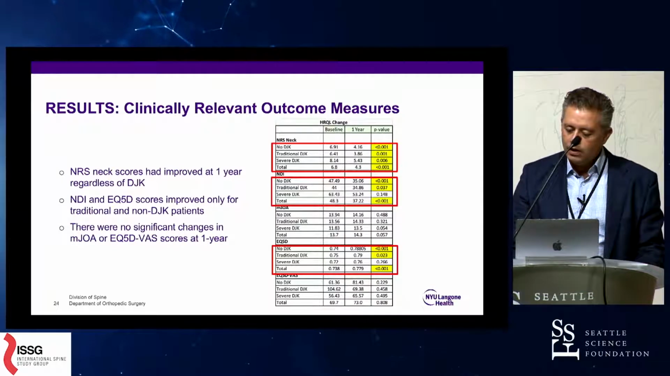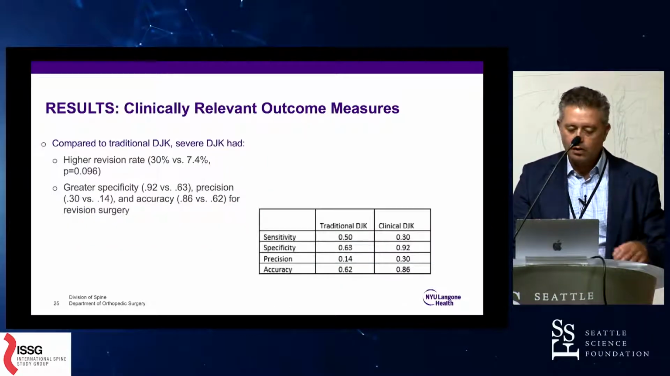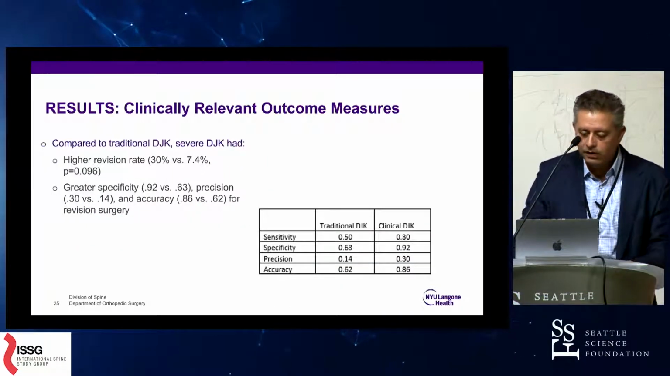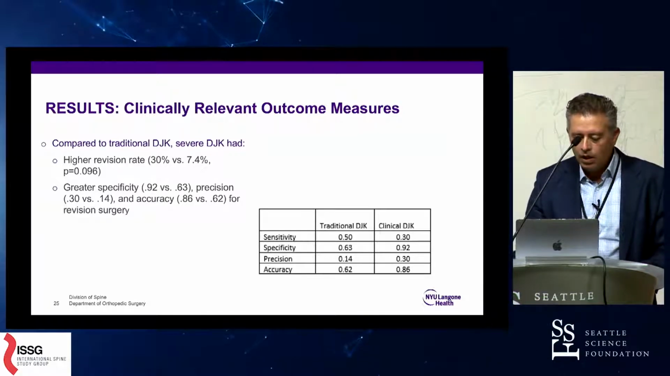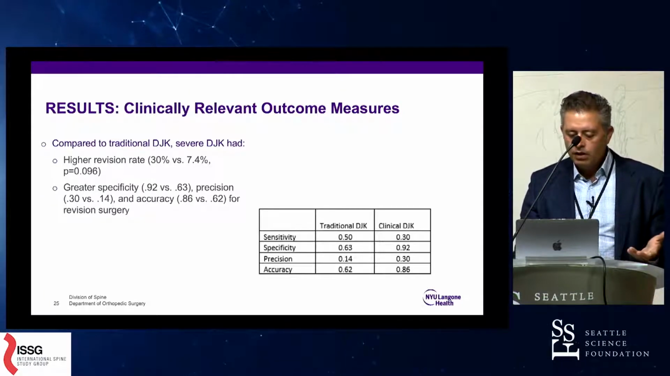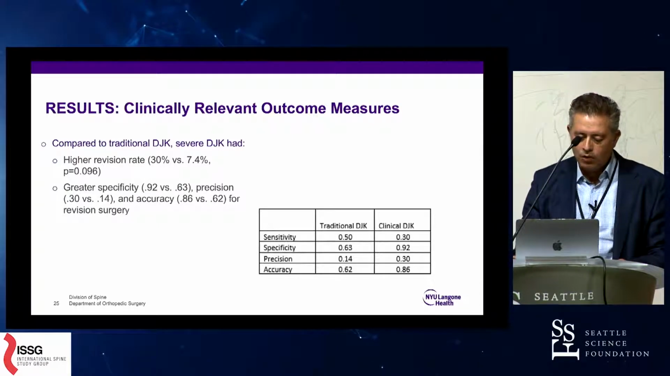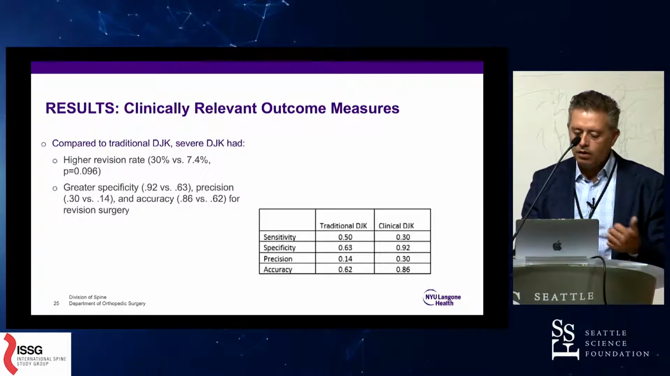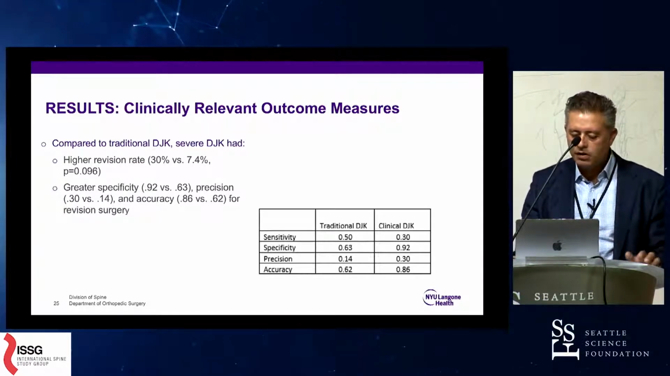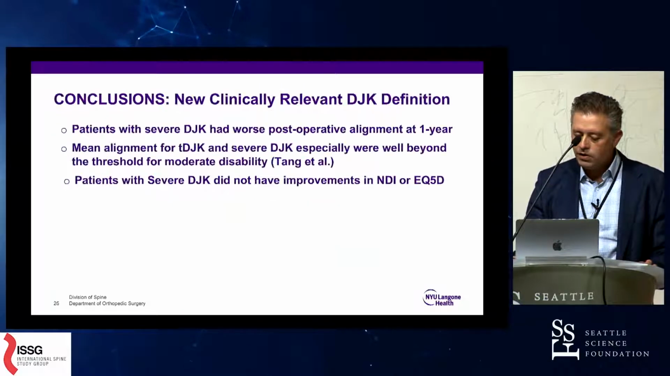And the EQ5D didn't improve in the severe DJK patients. So it implies a clinical relevance to the more severe definition. And then how about revisions? Well, there was a much higher rate for a revision if you had the change in 20 degrees or more, 30% versus 7.4% for traditional, leading to a greater specificity, precision, and accuracy for revision surgery.